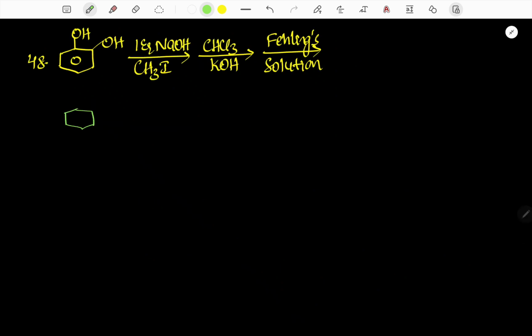The reactant has two phenol groups. Now it is treated with one equivalent of NaOH. That means an acid base reaction takes place because phenol is soluble in aqueous NaOH. All phenols are soluble in aqueous NaOH.